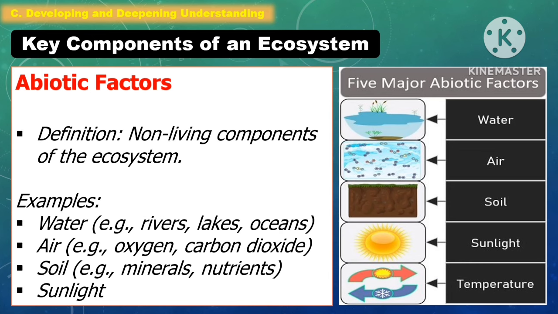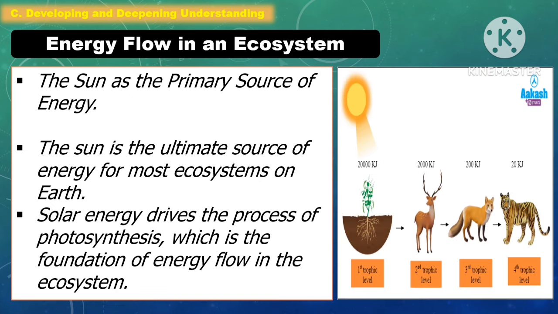Another key component of an ecosystem is the abiotic factors. These are the non-living components of an ecosystem. The following are the examples: the water, for example, the rivers, lakes, and ocean. Another example of abiotic factors is the air. Examples for this are the oxygen and the carbon dioxide. Another example is the soil. Examples for this are the minerals and nutrients. And another abiotic factor is the sunlight.